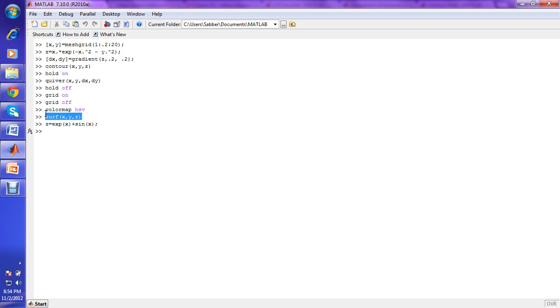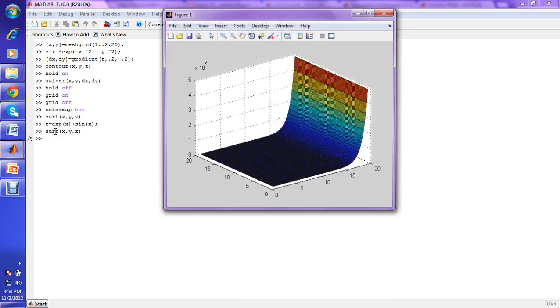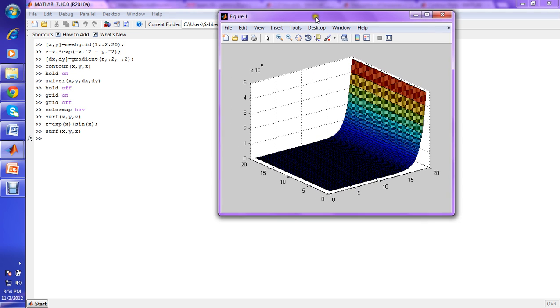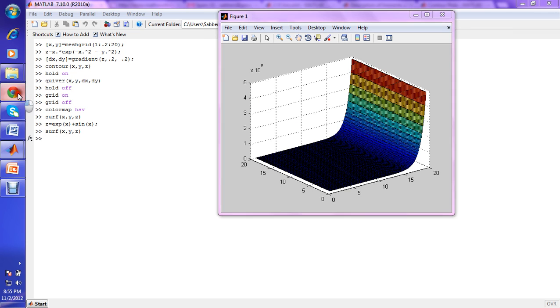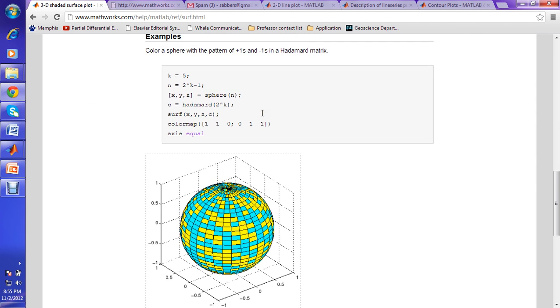Look at this. This is the one equation, and for this equation we have already seen how it varies in three dimensions. And this is another equation, exponential of x plus sine x. So how does this equation vary in three-dimensional? We can represent this easily with the surface function, right?